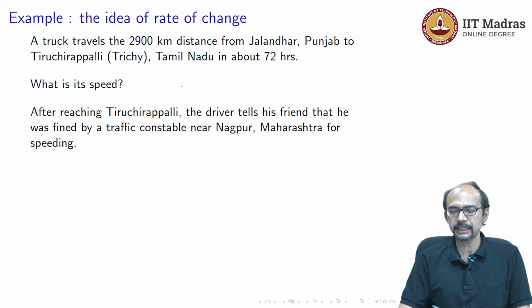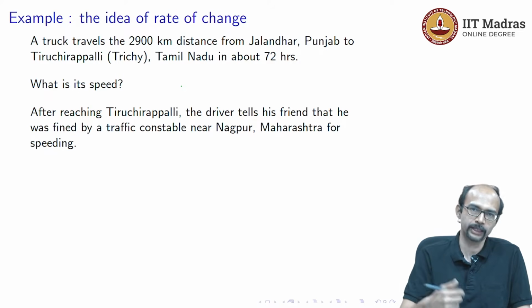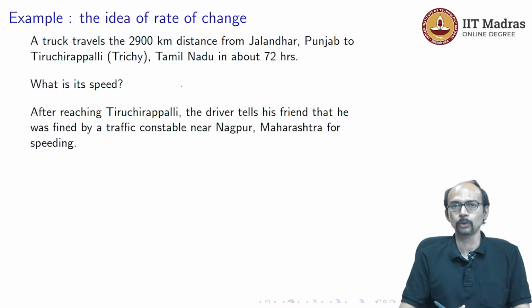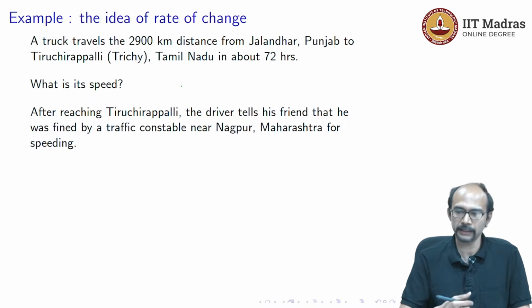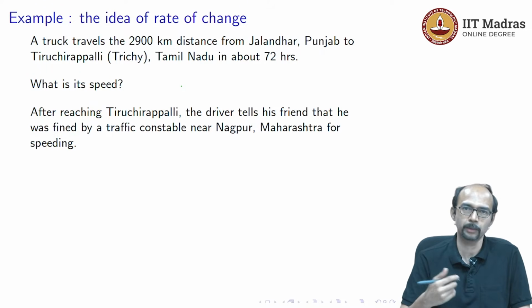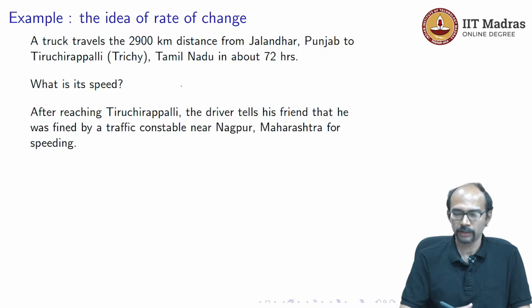Okay. So, after reaching Trichy, the driver tells his friend that he was fined by a traffic constable near Nagpur, Maharashtra. If you look at Google Maps, the route will go past various important and interesting places like Agra and Jhansi and so on. It will pass via Nagpur and Hyderabad and so on. Near Nagpur, this traffic constable stopped the driver and he was given a fine for speeding. By the way, do you know what the speed limit on Indian highways is? Probably not. You should go and check that out.